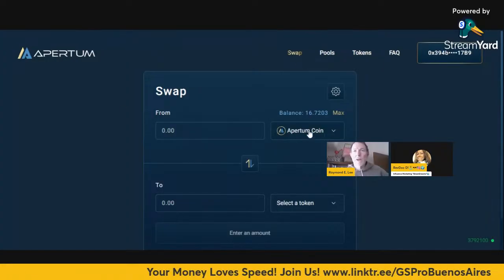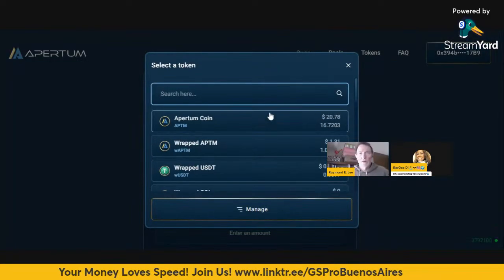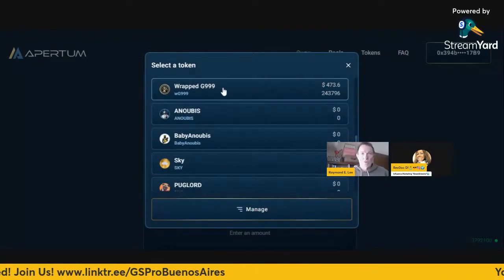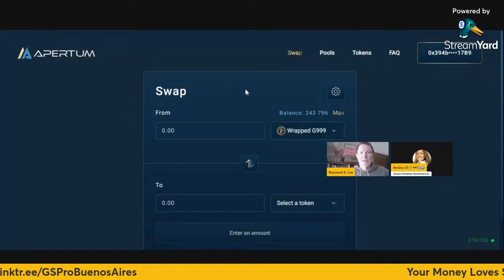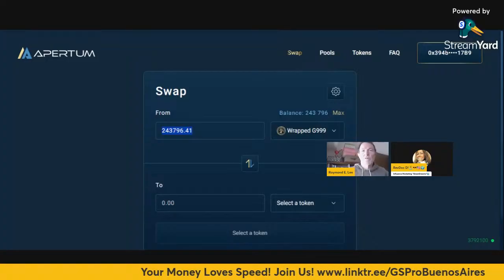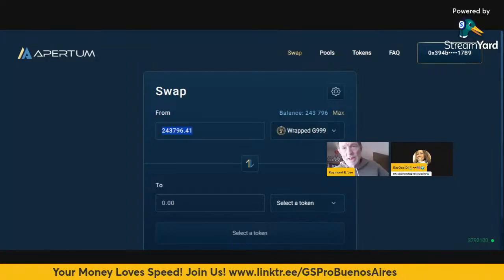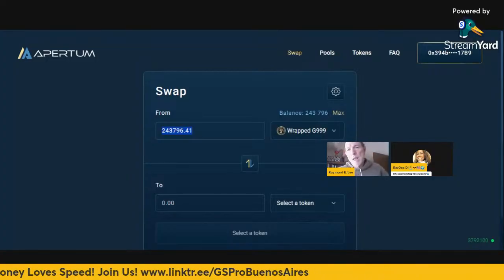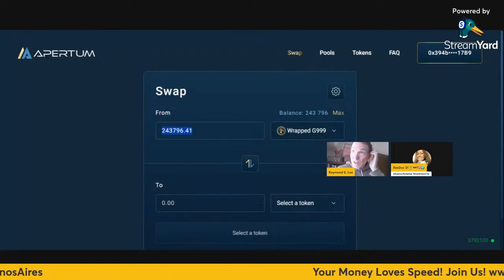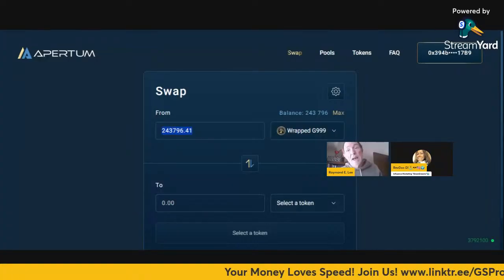And so what we have, if you have a look in here, we're going down to search for a token called wrapped G999. Now, that's more or less the amount that I transferred from gstrade.exchange. And I think currently it's sitting on that exchange at 0.001 today. And so anyway, I moved them across.